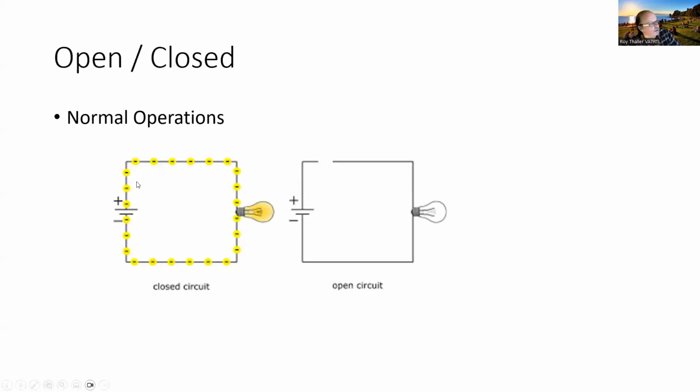So a closed circuit is basically normal operation. So you have your battery again, you have your light bulb, and if it's a closed circuit, you have current flowing from your battery through the light bulb, and the light bulb lights. So that would be a closed circuit. Now, if you had a switch in here, for example, or a break in the wire, you would have an open circuit because there's a gap here and the electrons can't flow across the gap, so the light doesn't turn on. So this would be an open circuit.